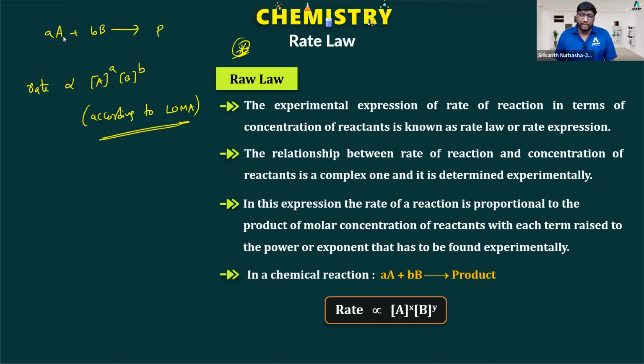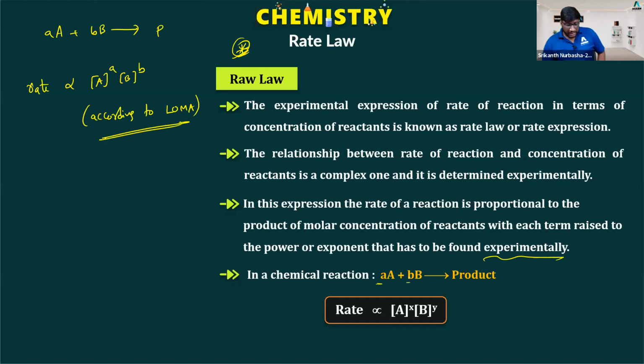So according to the law of mass action, whatever rate expression is given, that expression and the rate law may or may not be true for all reactions. In this expression, the rate of the reaction is proportional to the product of molar concentration of reactants, with each term raised to the power of an exponent that has to be found experimentally. That is, X and Y values have to be found experimentally. X and Y may or may not be equal to stoichiometric coefficients A and B.